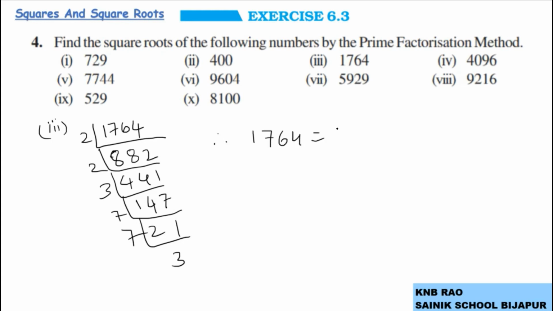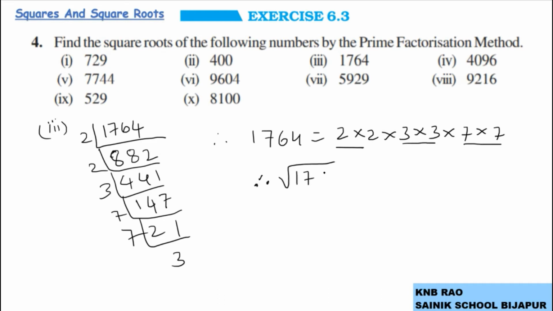Therefore we can write 1764 as 2 into 2 into 3 into 3 into 7 into 7. That means we have got a pair of 2 once, a pair of 3 once, a pair of 7 once. Therefore the square root of 1764 is 2 into 3 into 7.